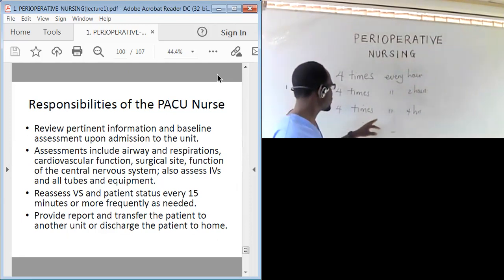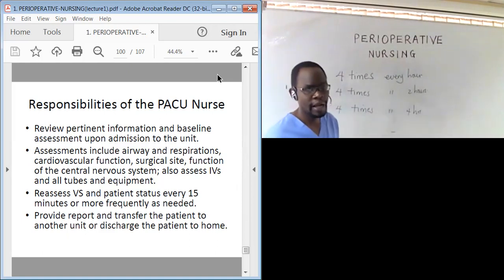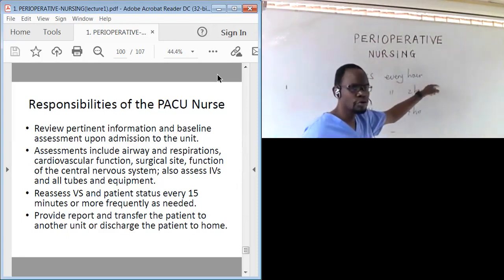Rather, that means you're doing it every hour. So that is what we call the rule of 4, when monitoring the surgical patient. However, if the patient is still critical, please do not move down.